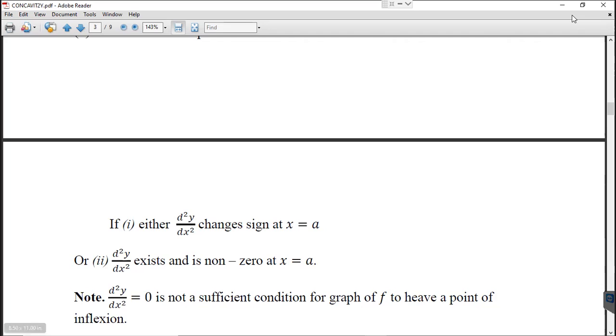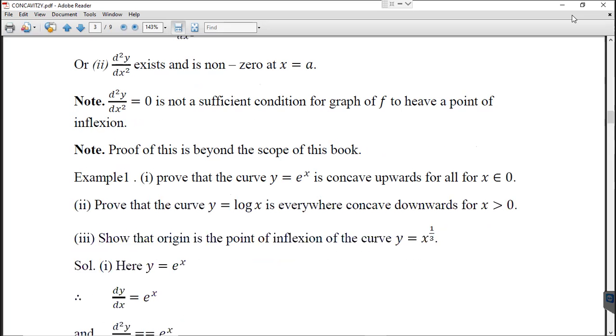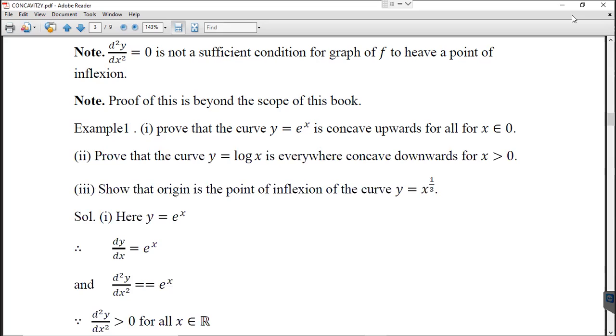Here again there is a typing mistake. You have to find the third order derivative, and you have to check that at that point the third order derivative is not equal to 0. By two methods you can find the point of inflection. Note that d2y by dx2 equal to 0 is not a sufficient condition for the graph of the function to have a point of inflection. So we will discuss these definitions: concave upwards, concave downwards, and point of inflection by some examples.